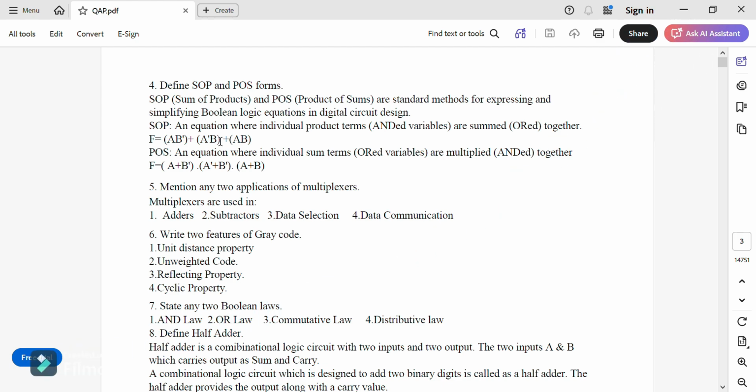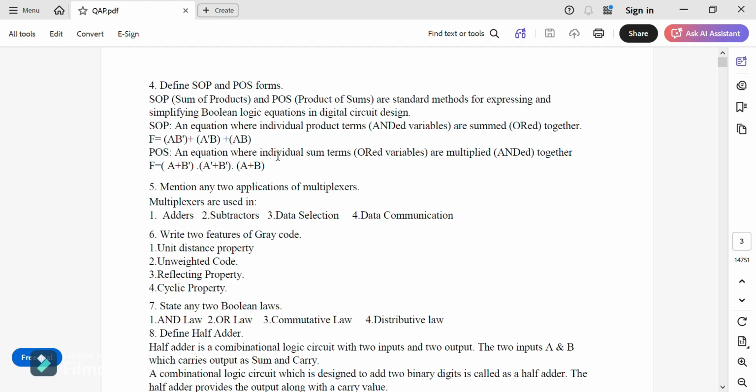Okay. Next, product of sum. This is an equation where individual sum terms, like A plus B bar, are ORed, multiplied and added together. Okay. So (A plus B bar) dot (A bar plus B bar) dot (A plus B). It means the product is on the outside and the sum is on the inside. Okay. So just define this and give one example of both equations properly.